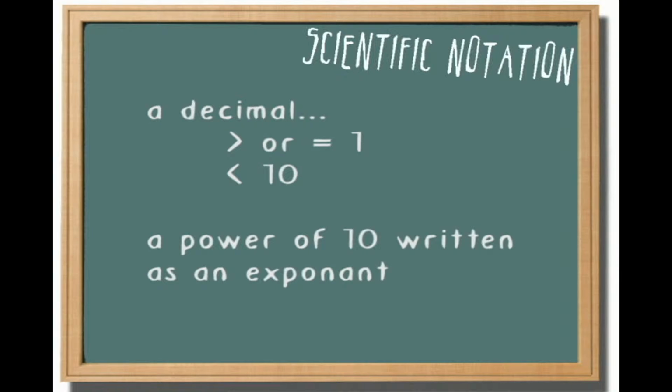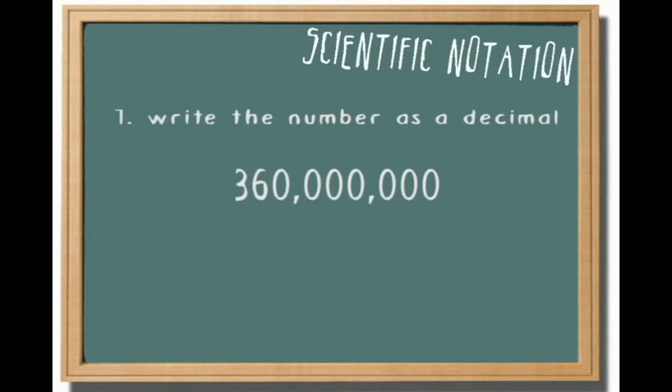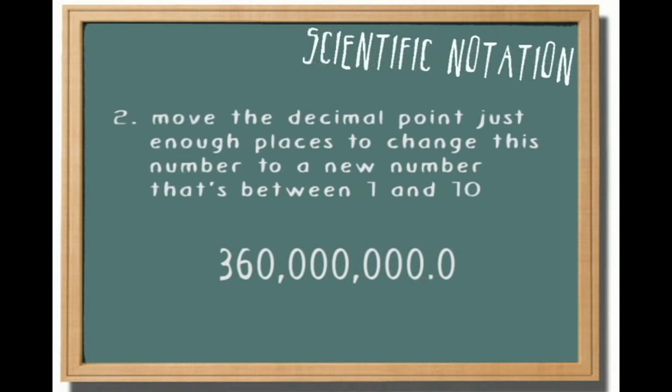So I'll just go over with you real quick how to write numbers in scientific form. Step number 1. Write the number as a decimal, if it isn't one already. Let's say we want to change 360 million to scientific notation. The first thing that we're going to do is write it as a decimal, like so. Next we're going to move the decimal just enough places to change this old number to a new number, a number that's between 1 and 10. Move the decimal point to the right or the left so that only one non-zero digit comes before the decimal point. Make sure to drop any leading or trailing zeros as necessary.